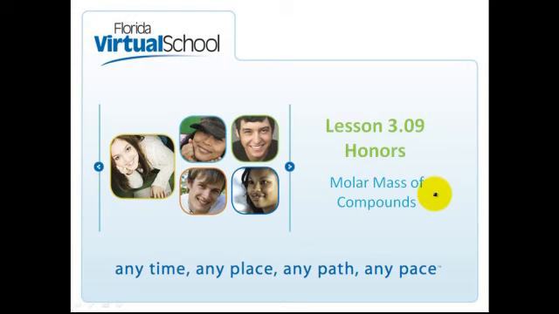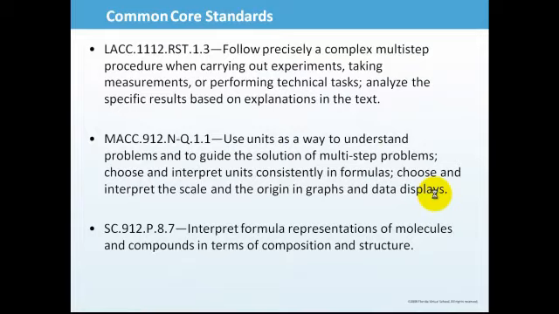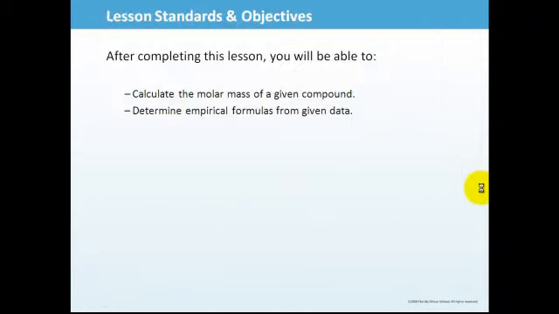Again, this is for those who are taking the course for honors credit, and basically what we're going to do is take what we learned in 3.09 and expand on that a little bit. So be sure that you have completed that assignment before you attend this one. In this particular one, we're going to have the same standards that we did with 3.09 and the same objectives. Again, we are calculating the molar mass of a compound. In this case, we're going to be focusing on hydrates, and we're going to be looking at empirical formulas, again, a little different way of determining the empirical formula.